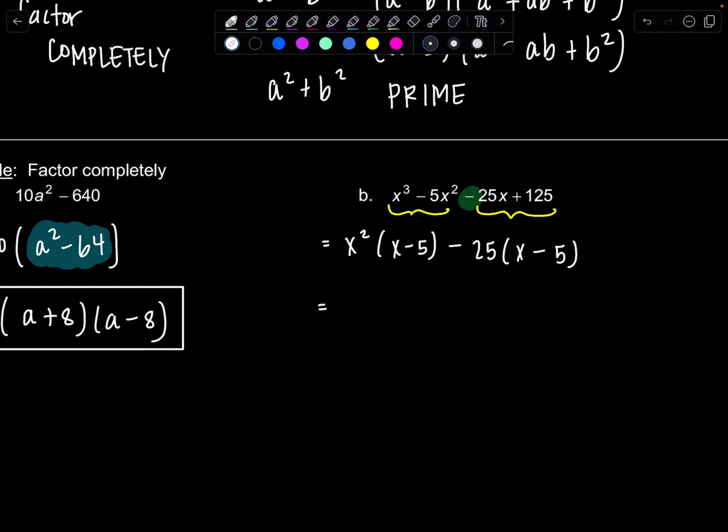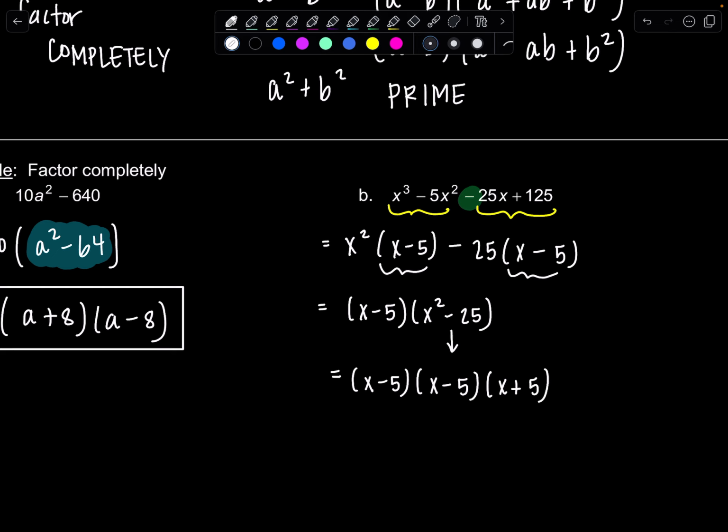Okay, so now I'm going to factor out this x minus 5, and then I'm left with x squared minus 25 as the other factor. Are we done though? Have we factored completely? No, we have not, because x squared minus 25, that's a difference of squares, so that can be factored further. So we have x minus 5 here, and then this factors into x minus 5 times x plus 5.